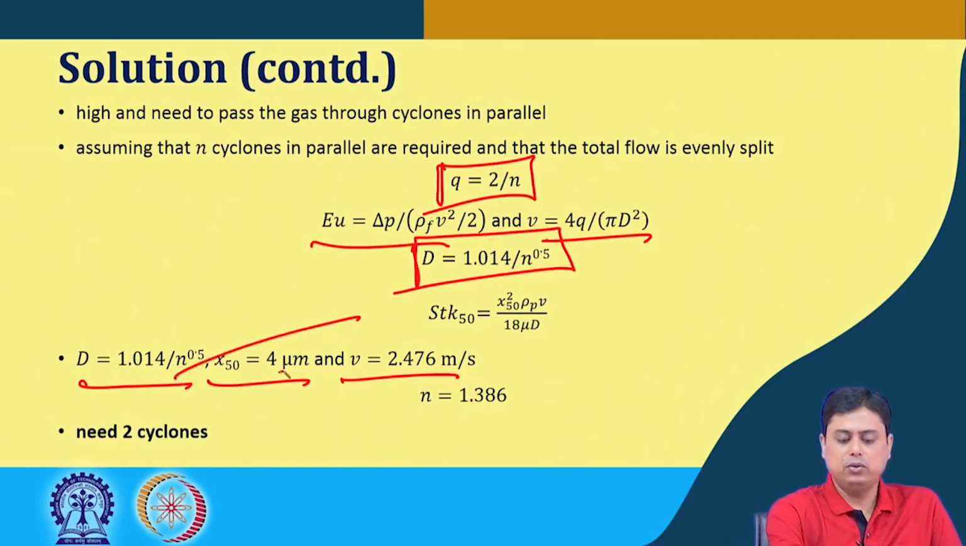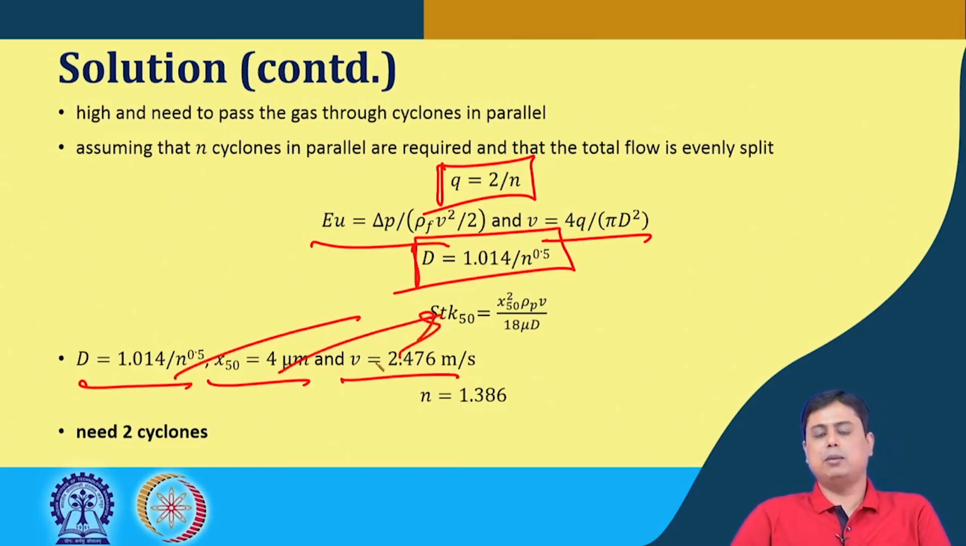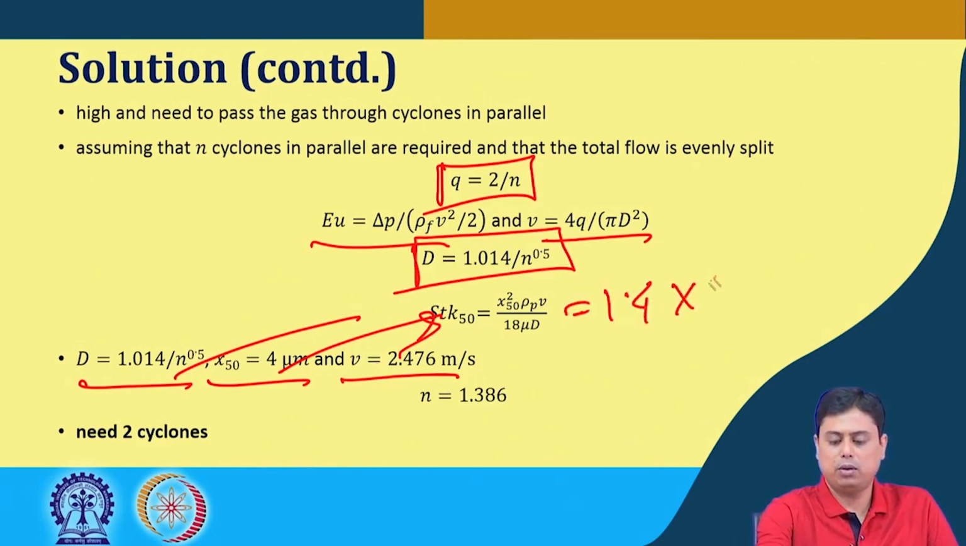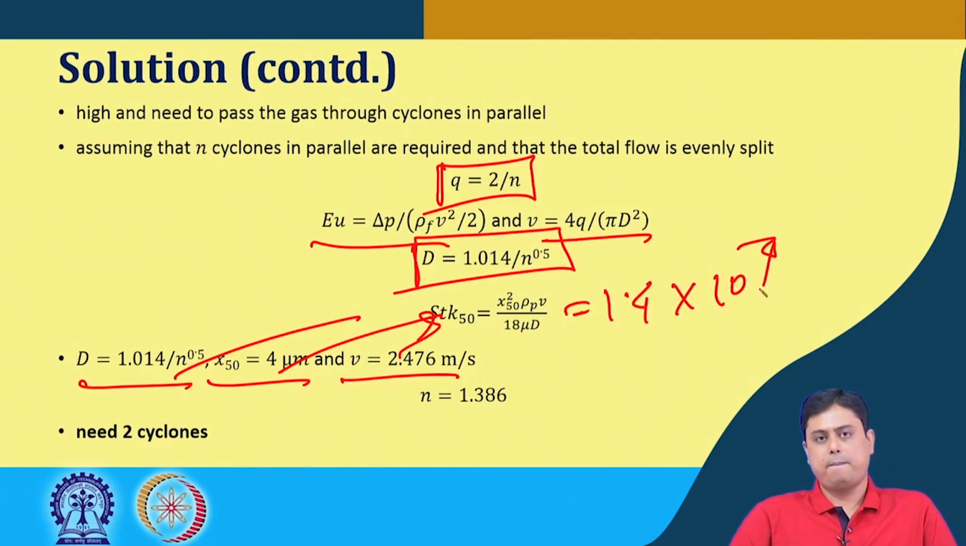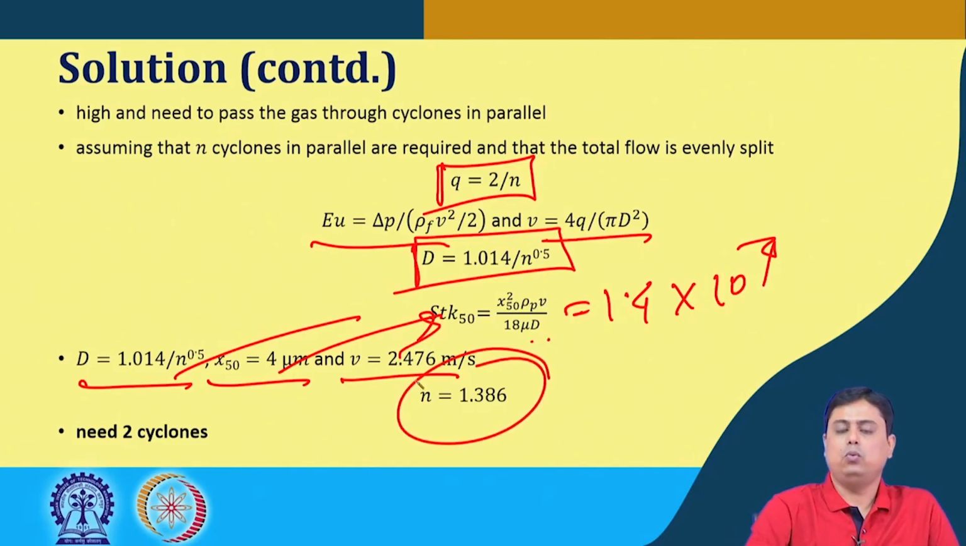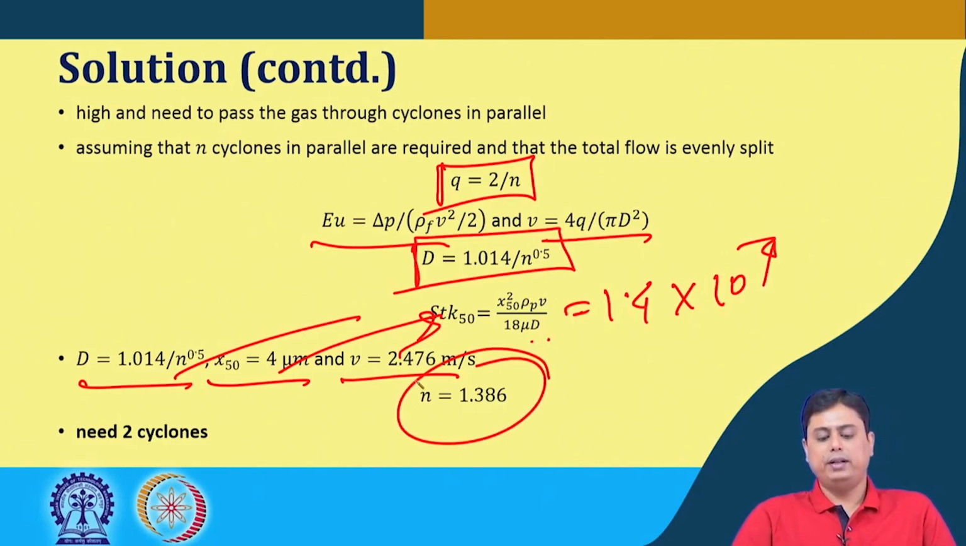We use these three values in this expression, that is the Stokes number again, which is 1.4 into 10 to the power minus 4. All other parameters are known. The unknown quantity is n, which is calculated as 1.386, which means we need at least 2 cyclones to have this separation. By having 2 cyclones, we can reduce the diameter and we can eventually go to the cut size of 4 micron.